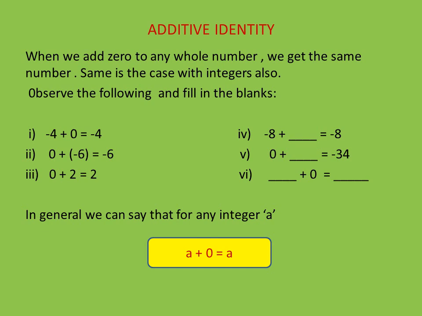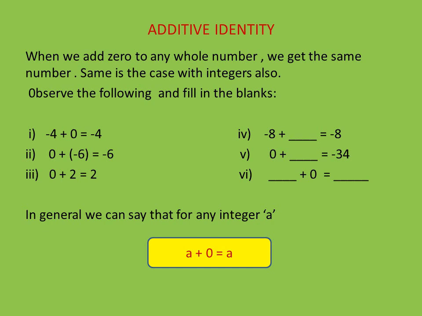Similarly, in the second question, when -6 is added to 0, we again get -6 without any change. Similarly, when 2 is added to 0, we get 2. So we can sum up in general that whenever an integer is added to 0, we get the same integer.